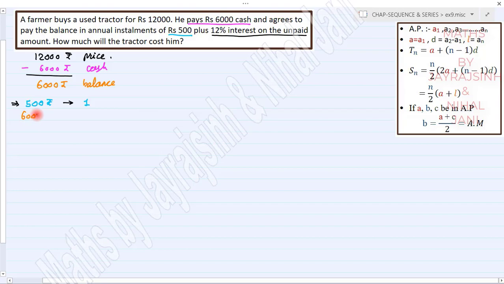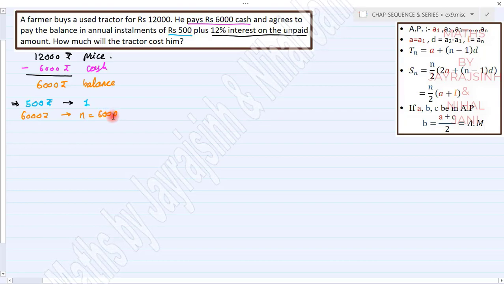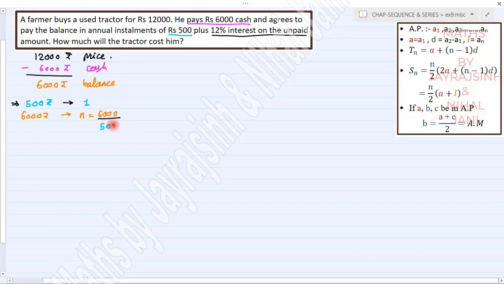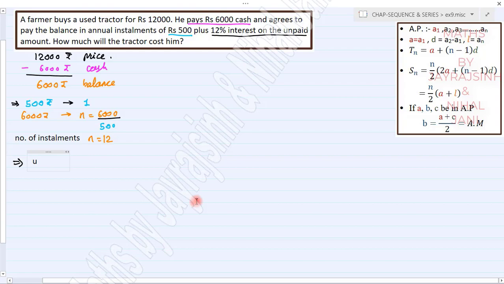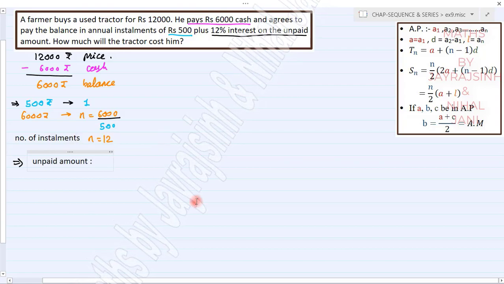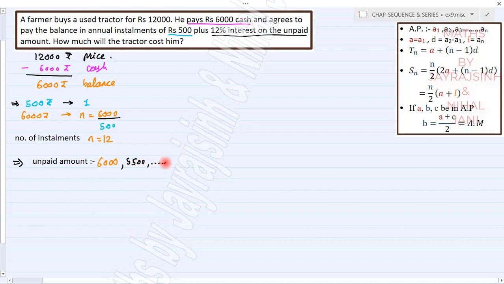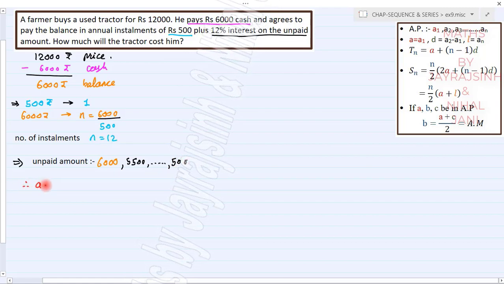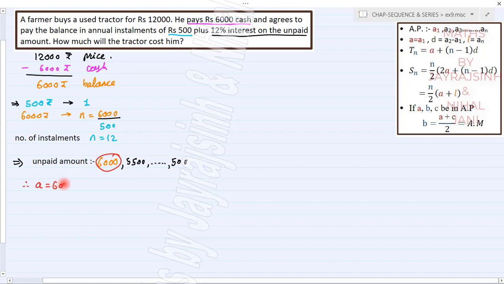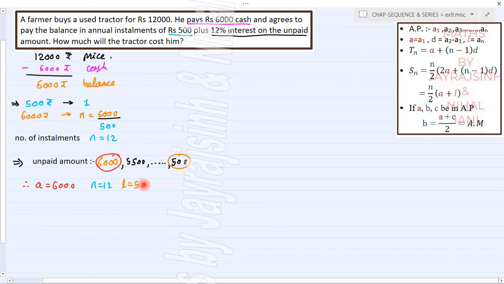Then to pay 6,000 rupees, how much time will he take? By cross multiplying, we get 6,000 upon 500, so we can say the number of installments is 12. Now the unpaid amount each month will be 6,000, which is the initial balance, then minus 500 is 5,500, and so on up to the last installment, which will be 500. So we can say the first term is 6,000, the number of terms is 12 and the last term is 500.